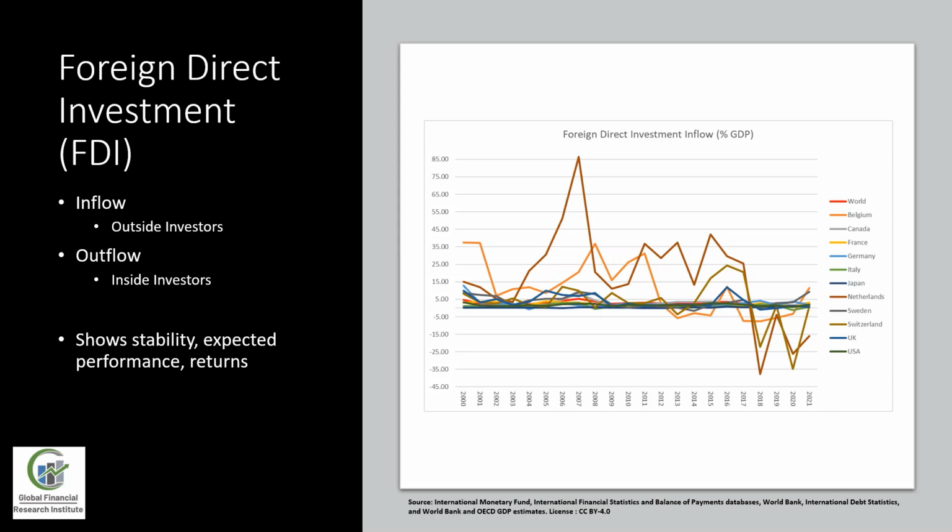It's used to show stability, expected performance, and returns within a nation. So if a country is receiving a lot of outside investments, that's a very good sign that investors either view it as stable if they come from a less stable area, or they view their likelihood of getting a good return as high. So it's a very important metric within economics.